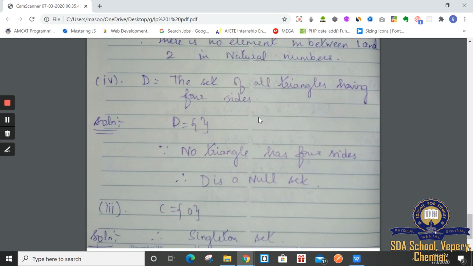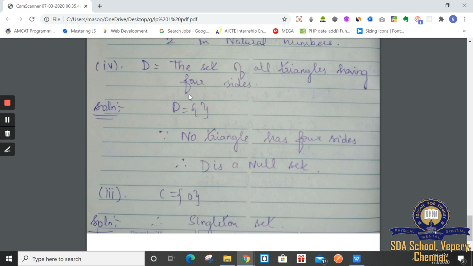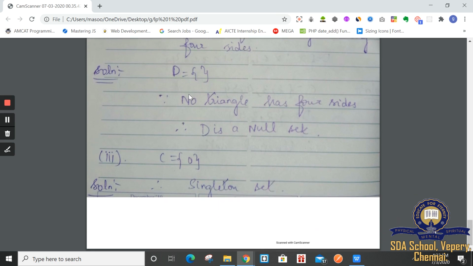Let's move on to the next subdivision D, the set of all triangles having four sides. It is an impossible event because a triangle cannot have four sides. No triangle has four sides. Therefore, D is again a null set. The third subdivision, you have C equals 0. Therefore, it is a singleton set because it consists of one element.